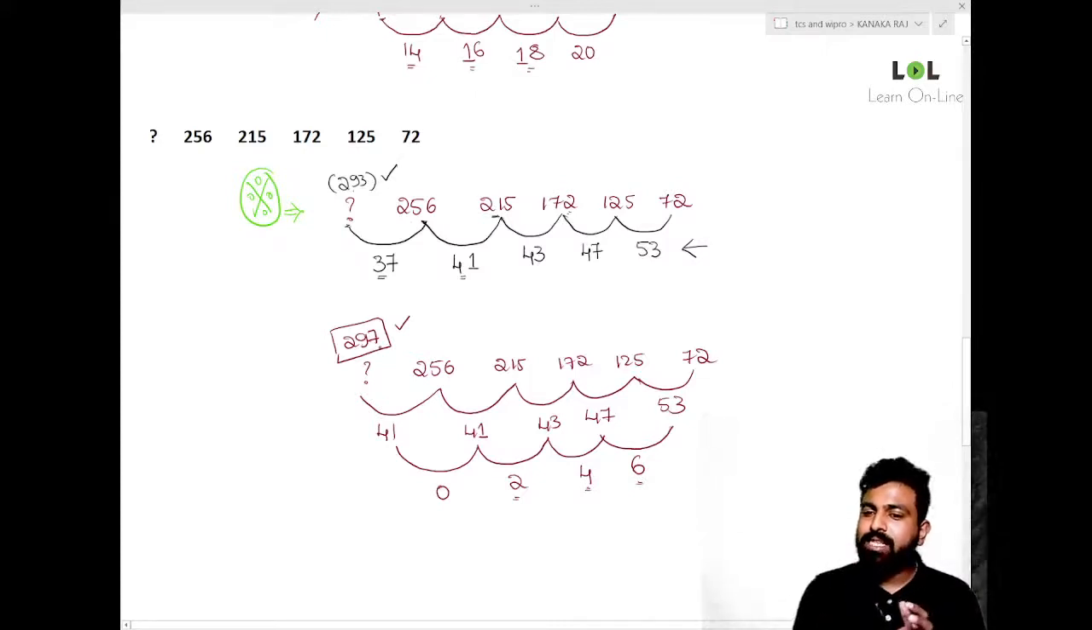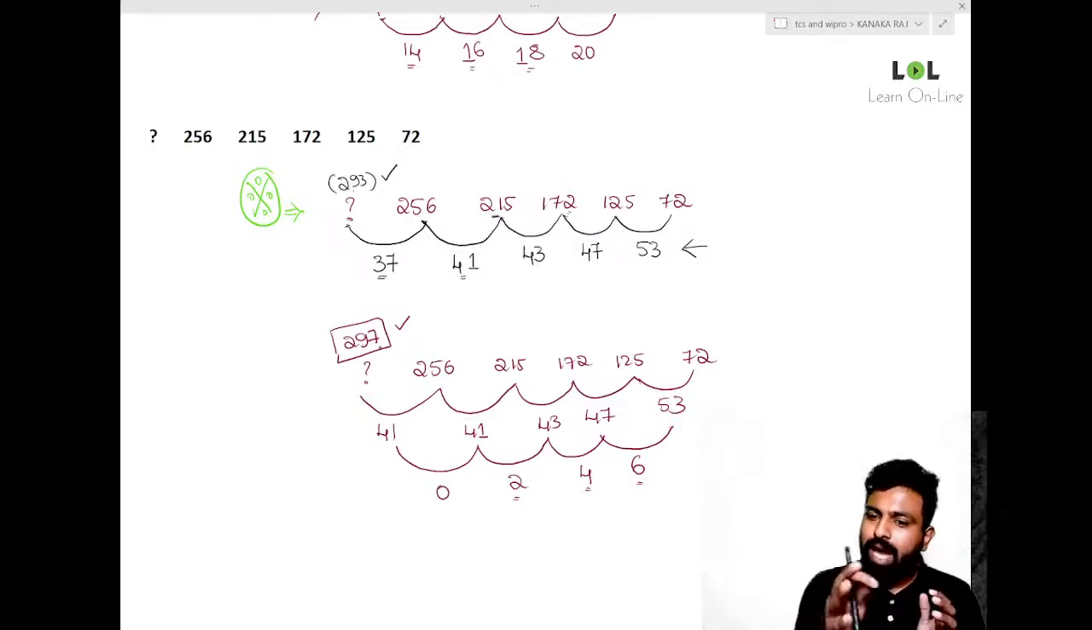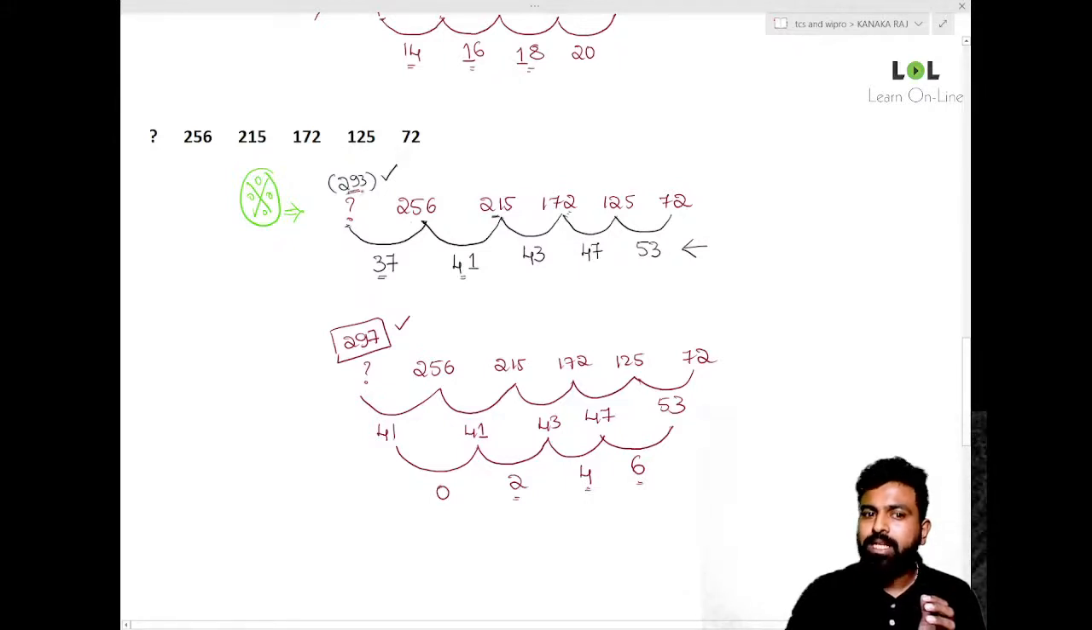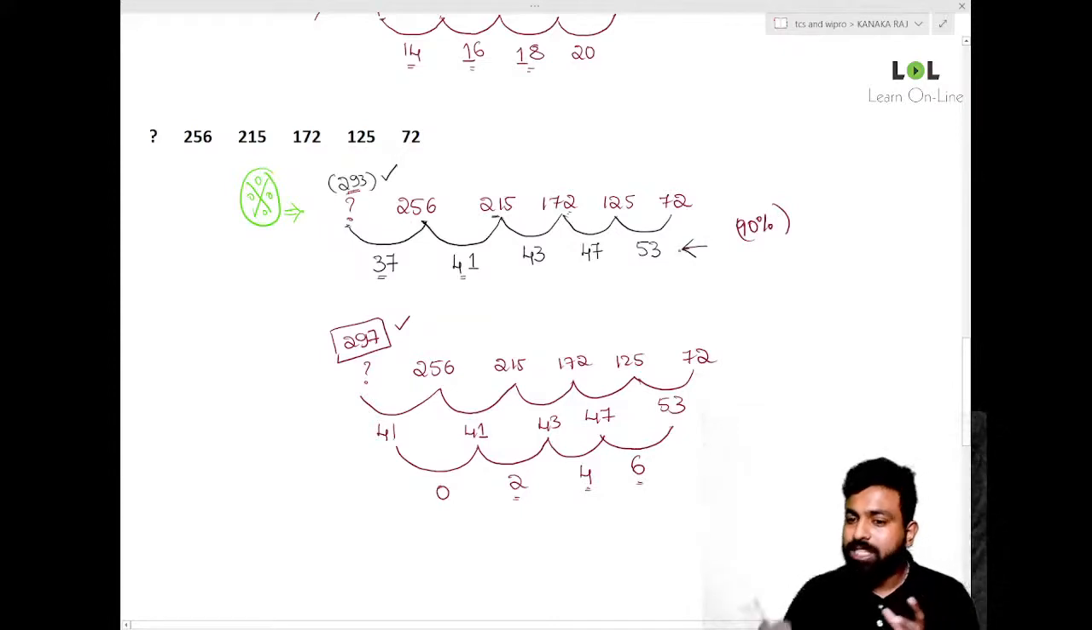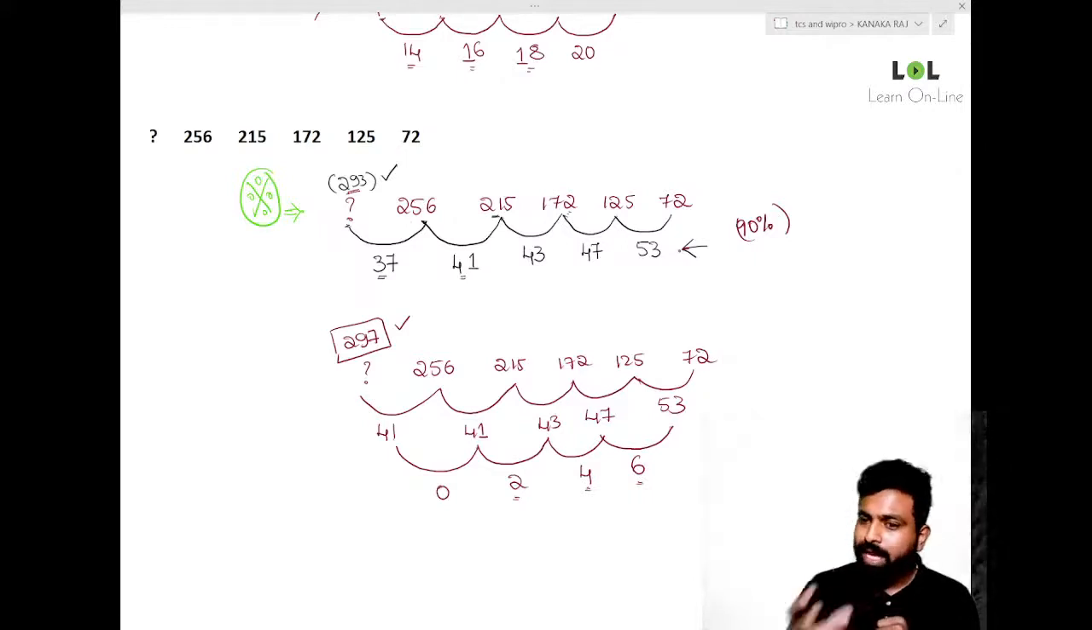In such cases, both the answers are correct. Both the answers are perfect. Sometimes you'll find 293 in the options, and you'll have to tick 293. If you don't find 293, 297 will be your right answer. But in 90% of the cases, you will find 293 as your answer. Why is that so? Because we should always give special priority to prime numbers. Clear with this, everyone?